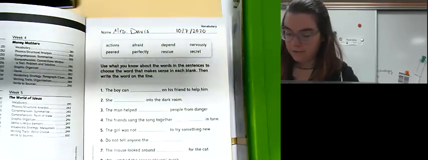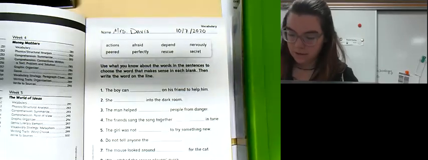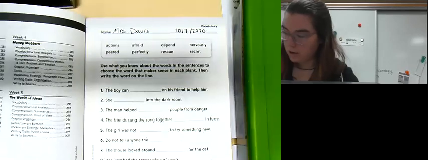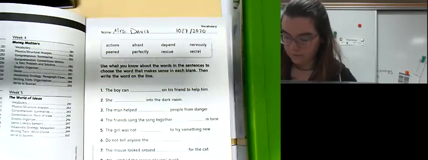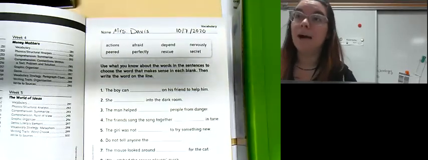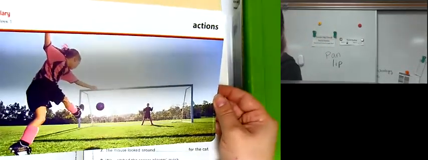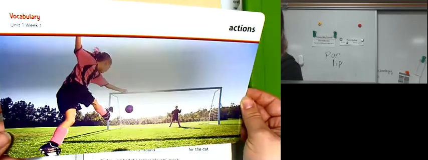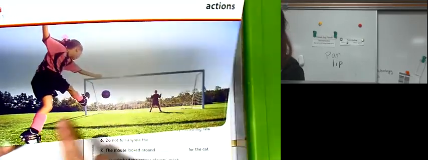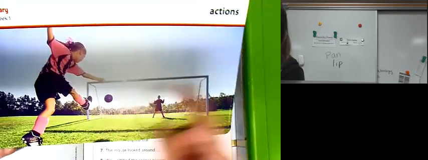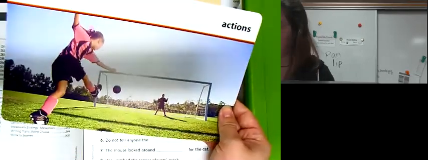Okay, so I have some cards that show us kind of what these vocabulary words look like. So actions looks like this. So her action in this picture is to make a goal. She kicked the ball and made a goal. Okay.